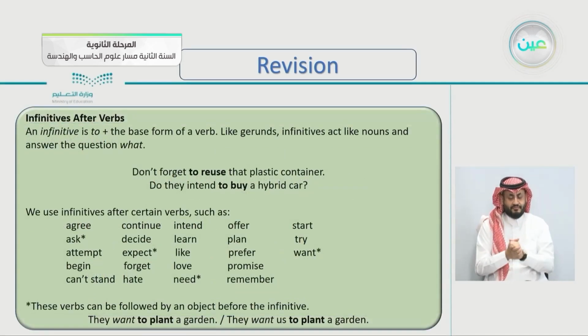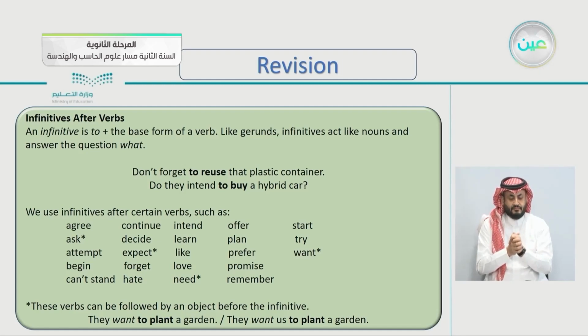Also, we took the infinitives after the verbs. An infinitive is to plus the base form of the verb. Like gerunds, infinitives act like nouns and answer the question, what? For example, don't forget to reuse that plastic container. Or, do they intend to buy a hybrid car? We use infinitives after some verbs like intend, offer, start, try, plan, and so on.